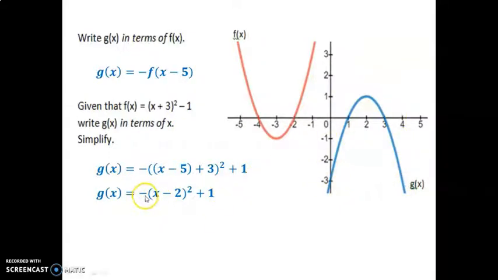When that a value is negative, it's concave down. So it matches. Everything works out. Through the transformation, we create a function that we see matches the equation we have here in vertex form.